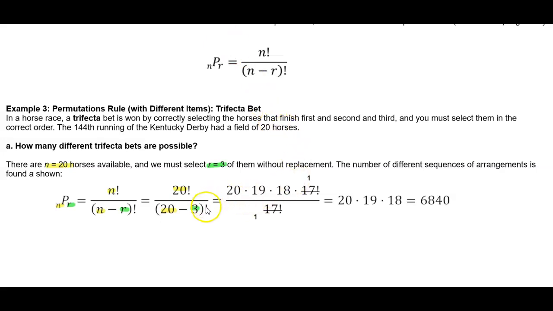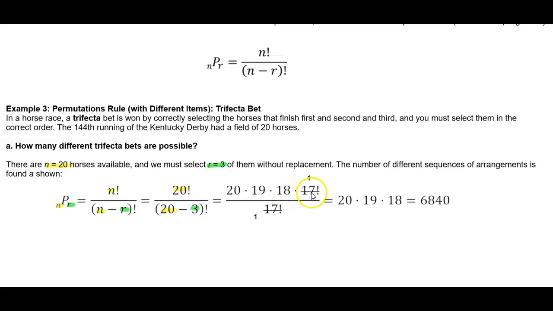So what we're going to do is the following. First, in the denominator, you want to simplify that, and then we can look at the numerator. Well, 20 minus 3 is going to equal 17. That's going to give you 17 factorial. And then if you look at the numerator, you just need to write out the factorial until you get to 17 factorial, and you'll see why in a second. Well, 20 times 19 times 18 times 17 factorial.